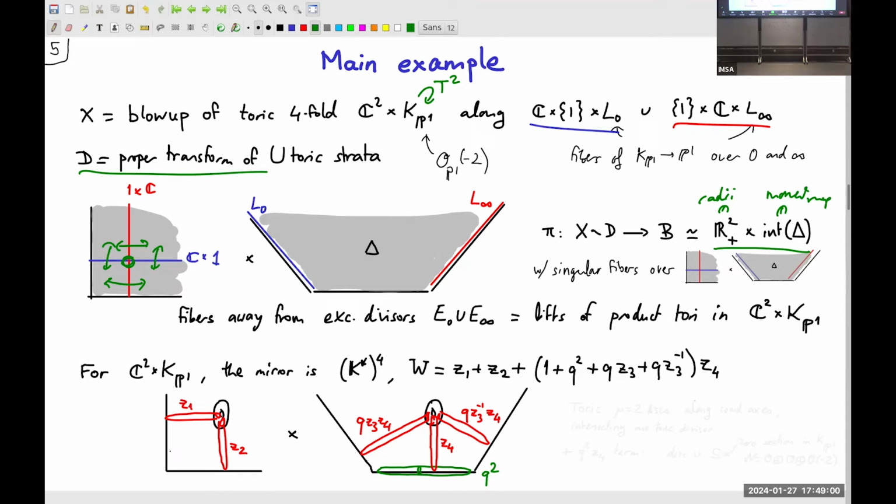So, for example, the mirror of C squared is just two variables, Z1 and Z2, which are going to be the weights of these two disks, disk times point and point times disk, bounded by a product torus in C squared. So I'm embracing the fact that the coordinates on the mirror are exactly going to be the weights of certain classes of disks. Okay, so Z1 plus Z2, this is what you see already for a product torus in C squared. Z1 is the weight of this guy, which is disk times point. Z2 is the weight of point times disk.